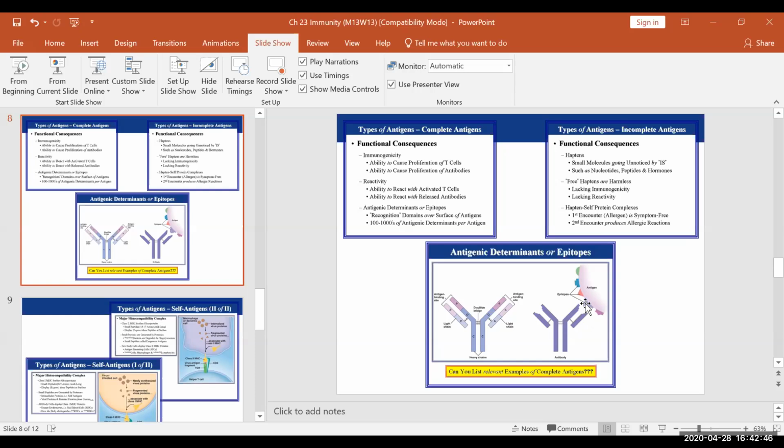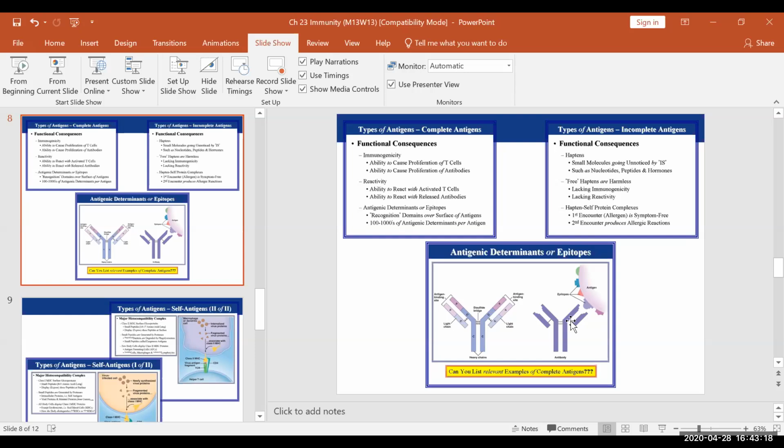So we have 1, 2, 3, 4, 5 epitopes. This antibody here only recognizes the second epitope. It will fail to bind to the first. It will fail to bind to the third, the fourth, and the fifth. Because each of the other epitopes would be recognized by another type of antibody, right?